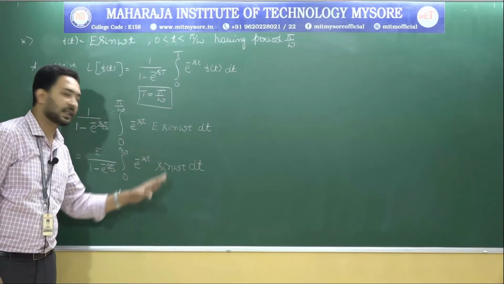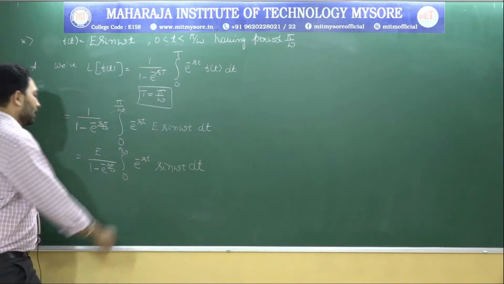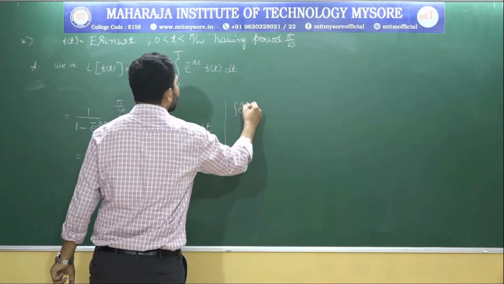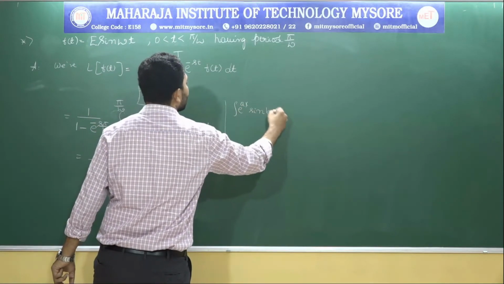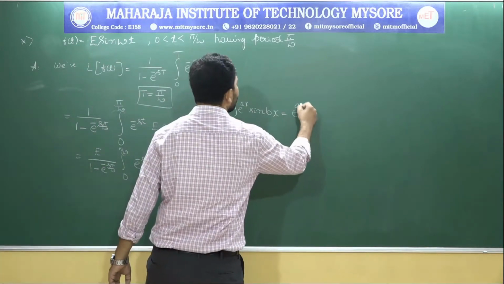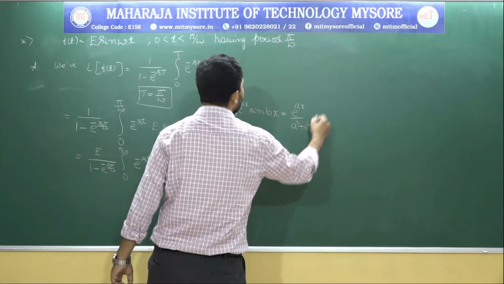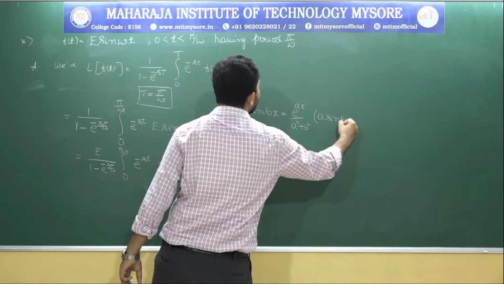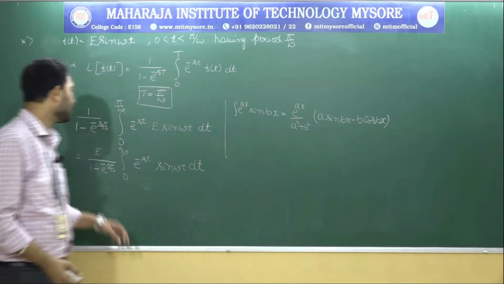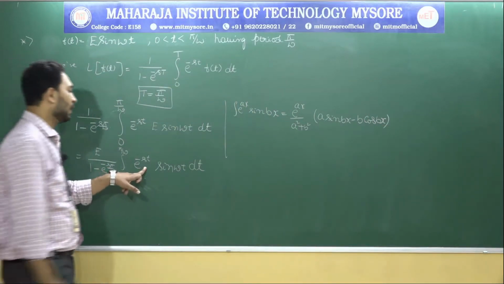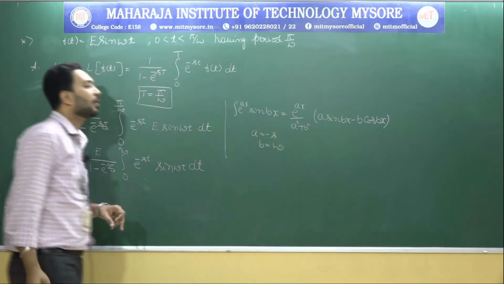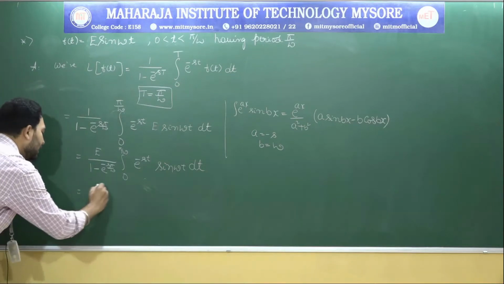Now we need to integrate this. It is in the form of e power ax into sin bx. What is integration of e power ax into sin bx? It is e power ax by a square plus b square, a into sin bx minus b into cos bx. So in the place of a, I have minus s, in the place of b I have omega. So substitute those values. What is the integration now?